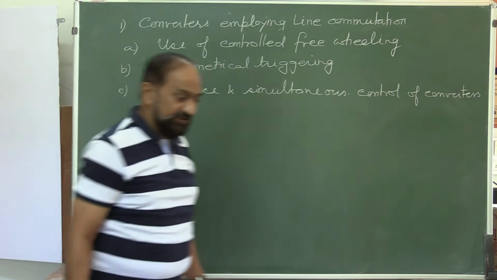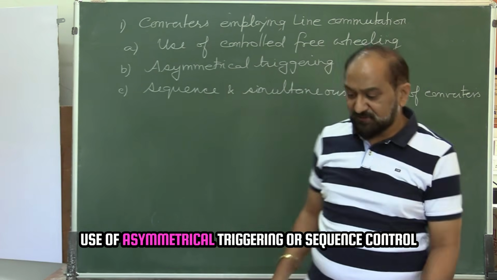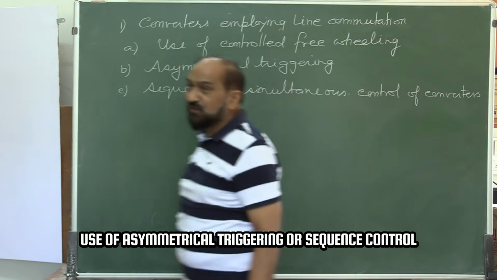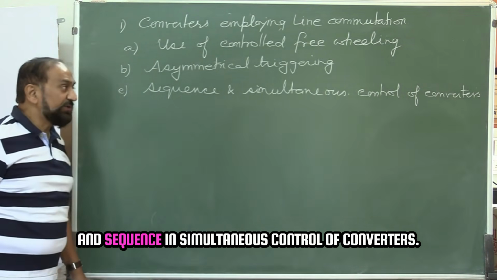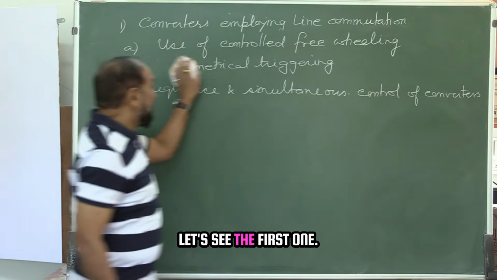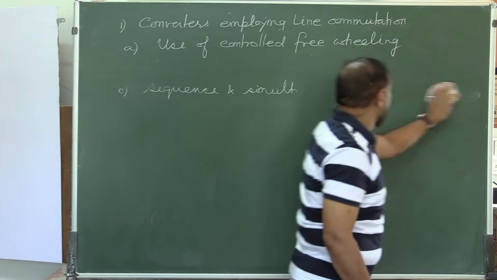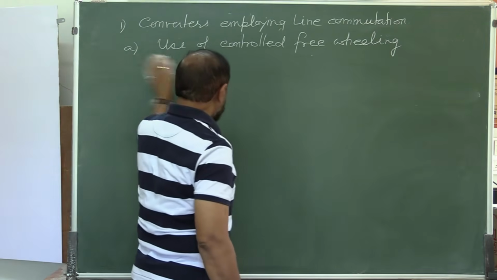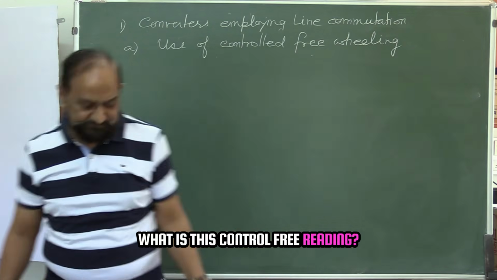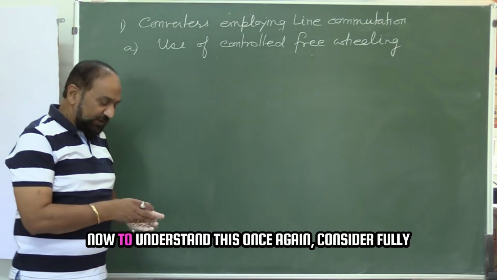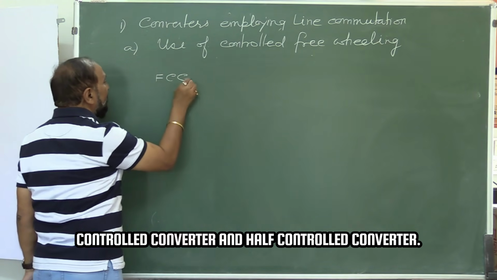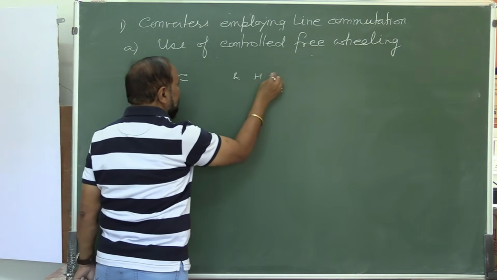Controlled freewheeling, use of asymmetrical triggering, or sequence control and simultaneous control of converters. Let's see the first one. What is this controlled freewheeling? Now, to understand this, once again consider fully controlled converter and half controlled converter.